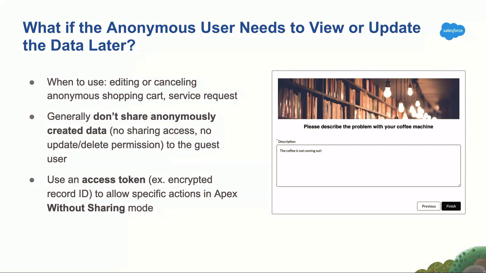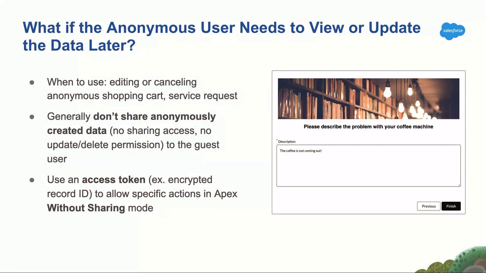Now, what if the guest user wants to go back to view or update this data that's created by them? For example, the guest user may want to go back to their order to modify or cancel it, or add items to it. Or the guest user may want to go back to the services they requested and modify or cancel it. In these cases, again, we don't want to share the data to all anonymous users, right? So we don't want to grant sharing access or update, delete object permissions to the guest user.